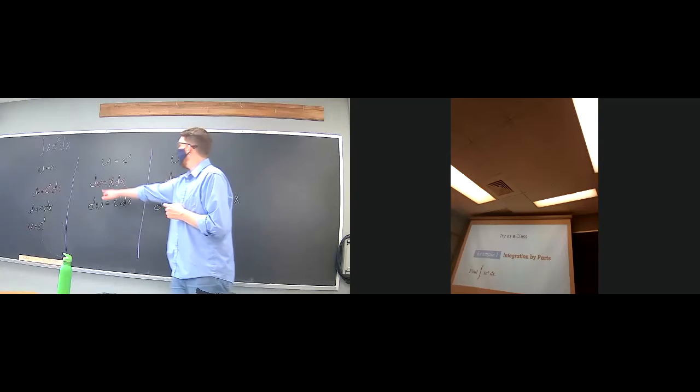Now, if dv is e to the x dx, then v has to be e to the x plus a constant, but we don't need to worry about the constant for right now. If dv is x dx, then v is equal to 1/2 x squared. And if dv is equal to dx, then v is equal to x.